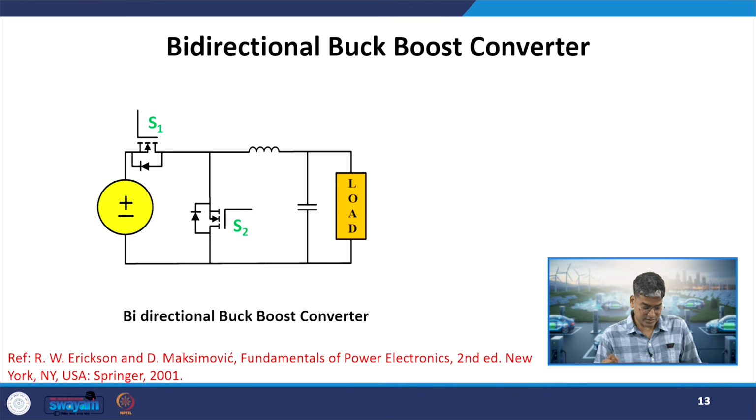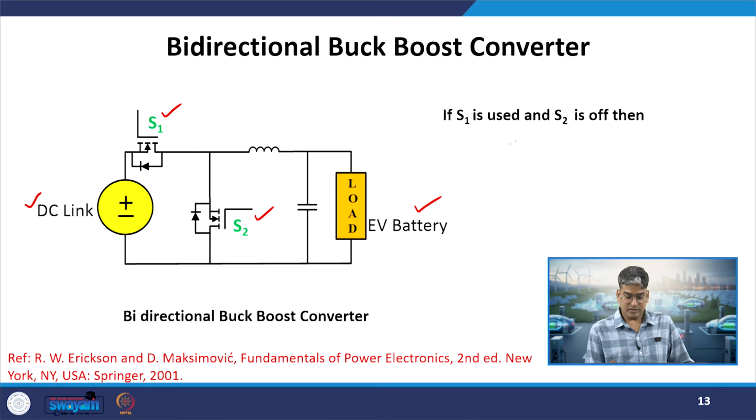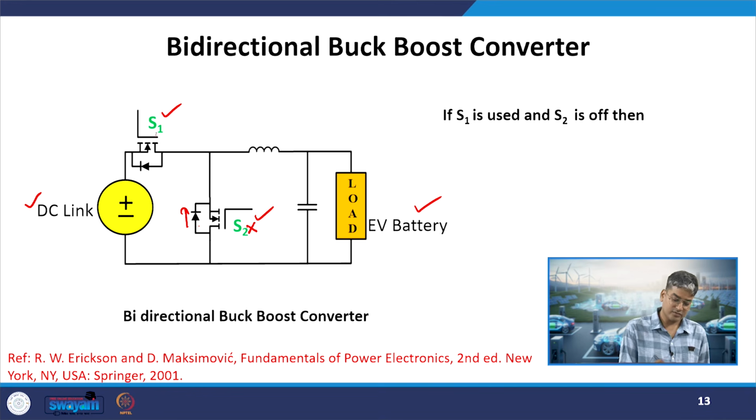Now let us see how this circuit will be operating. We will have two switches. During one direction of power flow we will operate one switch, and during the other direction of power flow we will operate the other switch. Suppose for example we have a DC link over here, we have an EV battery bank over here. Now if switch 1 is used and switch 2 is kept permanently off, the power will be flowing. Because switch 2 is permanently off, only this diode is operated and we are operating this switch.